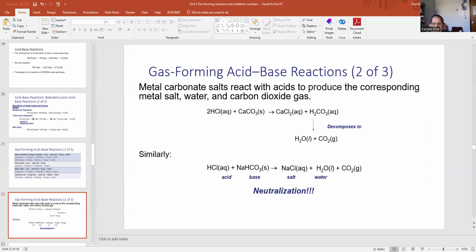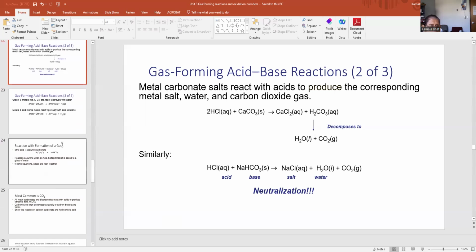Metal carbonate salts react with acids to produce metal salt, water, and carbon dioxide. So all metal carbonates, when treated with acids, will always produce carbonic acid, H2CO3, which breaks down to give you H2O plus CO2. And similarly, bicarbonates will give the same thing, carbon dioxide plus water.